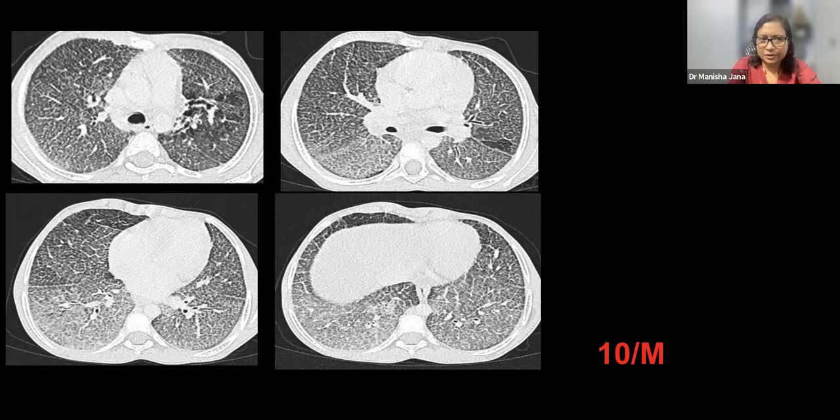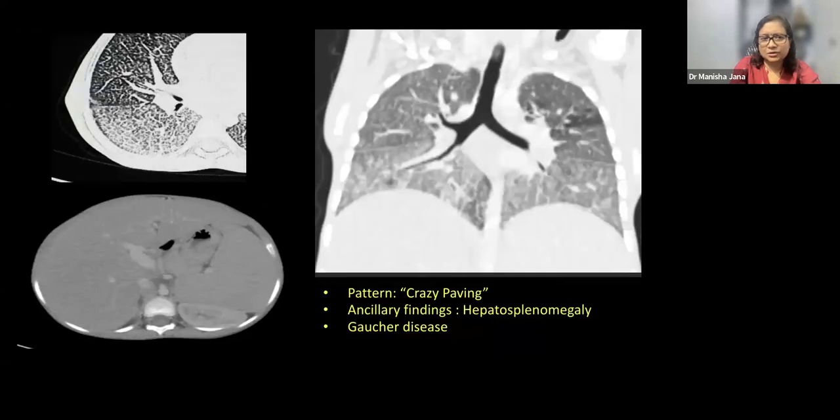It can be pulmonary alveolar proteinosis, primary, or it can be because of surfactant disorders. It can be because of pneumocystis pneumonia, can be because of diffuse alveolar hemorrhage, and other causes. In this child, what we had is this diffuse crazy paving pattern, and the child had hepatosplenomegaly, and this child turned out to be a known case of Gaucher's with lung involvement. So storage disorders should also be kept in mind when we see this kind of pattern along with organomegaly.